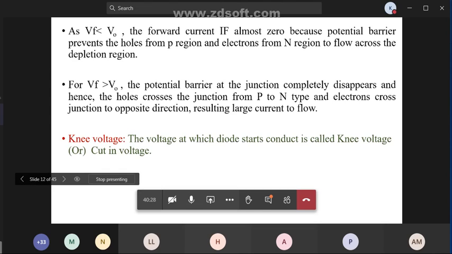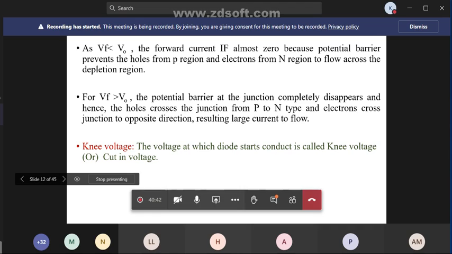See the definition of knee voltage here. The voltage at which the diode starts to conduct is called knee voltage or cut-in voltage. That is in forward biased condition. So knee voltage occurs in forward biased condition. The cut-in voltage is 0.3 volts for germanium and 0.7 volts for silicon.